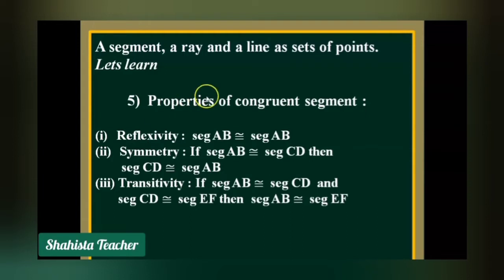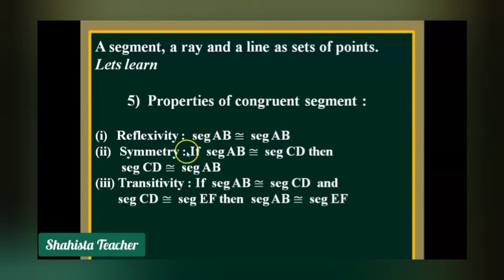Here, as it says, segment AB is congruent to segment AB, or we can say that segment AB is equal to segment AB. Now here we can say angle A is congruent to angle A, and angle B is congruent to angle B.